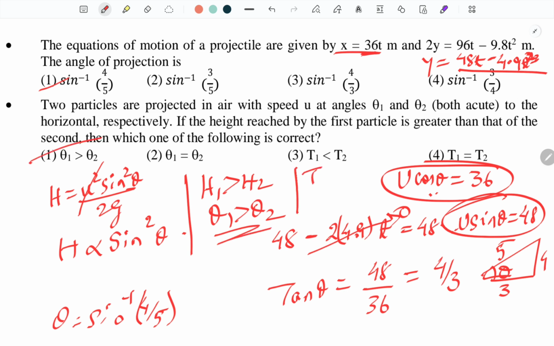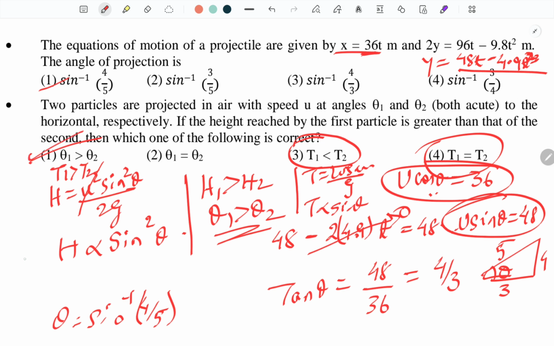Also, if I take T equal to 2u sin theta by g, if I put the formula, again I get T is proportional to sin theta. So theta 1 is greater than theta 2, and T1 must be greater than T2. But here we don't have that option. So either this or T1 greater than T2, both are correct. So the answer to this question is theta 1 is greater than theta 2 in terms of theta. In terms of time of flight, T1 is greater than T2. I hope you have understood this particular answer.